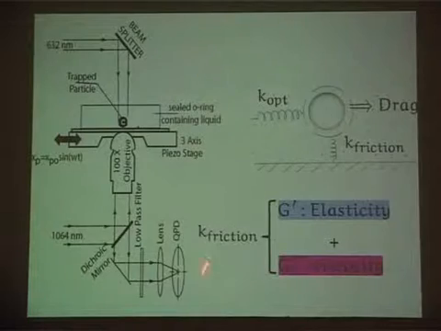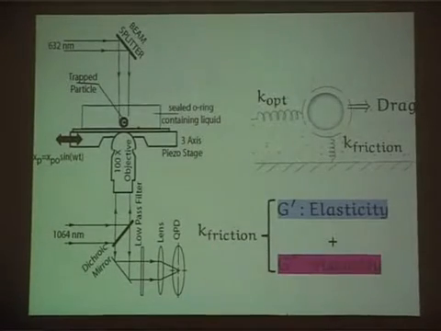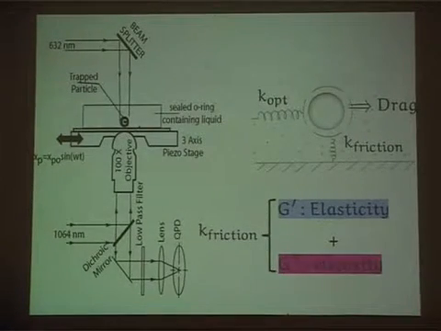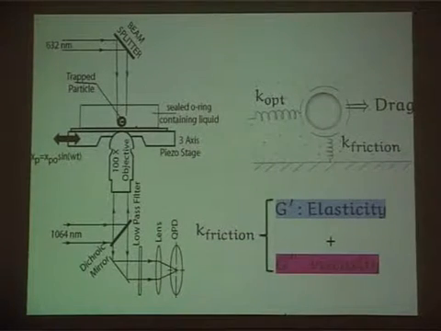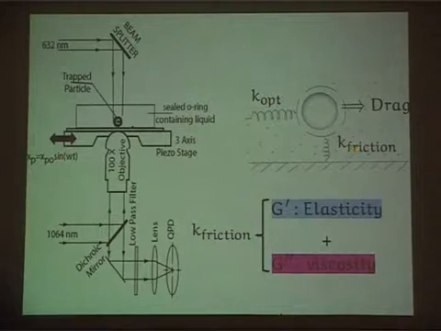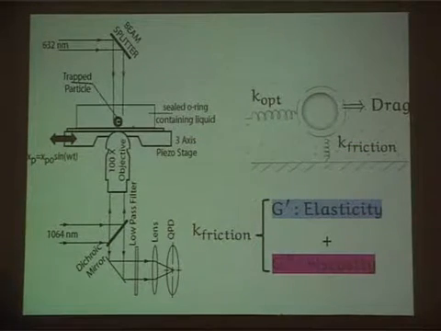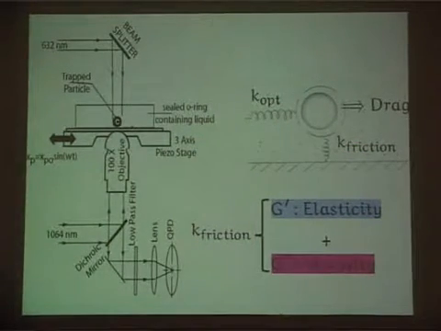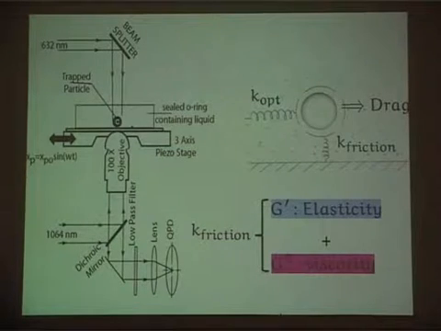I will split this friction with the whole environment into two terms. One is the elasticity, and one is the viscoelasticity. So when the particle is on the plate, the coupling is elastic, so the friction has mainly terms from the elastic coupling with the plate. And when it's in the liquid, it's mainly viscosity, and so the coupling is mainly viscous in nature.